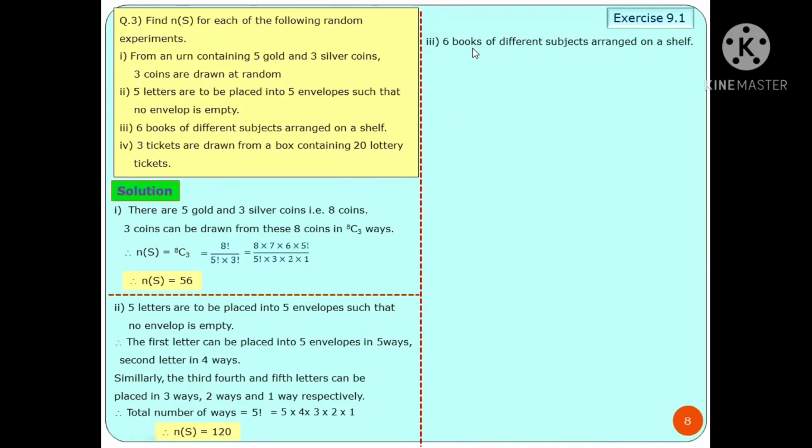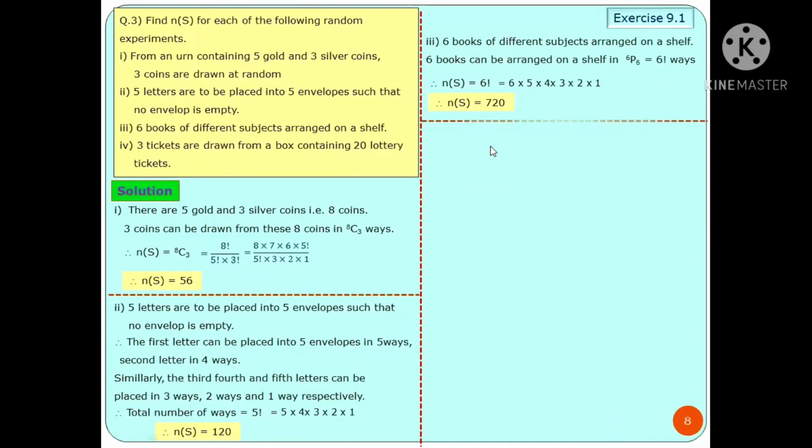Third case: 6 books of different subjects arranged on a shelf. Arrangement is related to permutation. So 6 books can be arranged in 6 places, and the arrangements will be 6P6, which is equal to 6 factorial. The calculation for 6 factorial is 6 into 5 into 4 into 3 into 2 into 1, and this product is 720. Hence n(S) = 720.